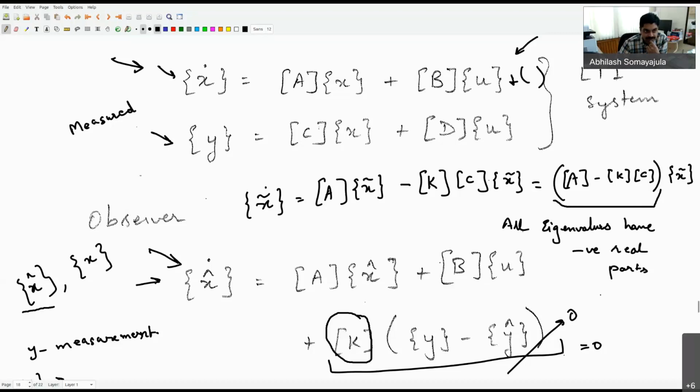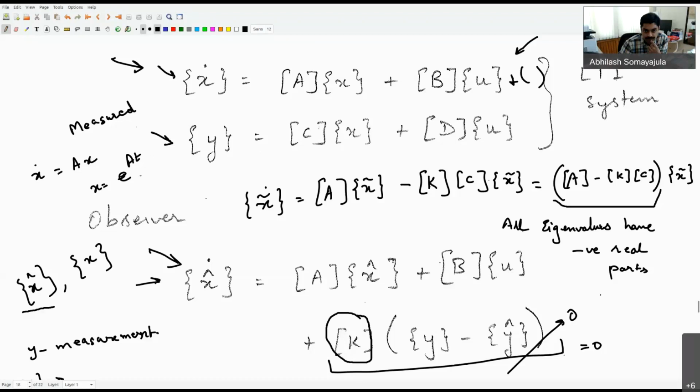It is an exponential property, right? In the scalar case, if x is scalar, x dot is equal to a times x, the system's response is x equal to e to the power a t. This will solve the system basically. Sorry, e to the power minus a t for negative a.